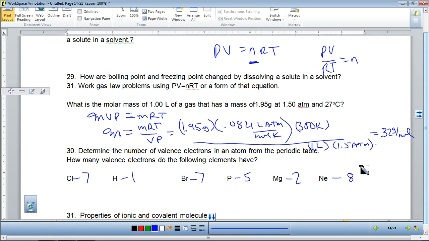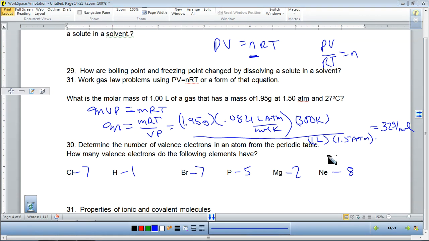8. So family number in Roman numerals, or if it's the Arabic numeral, subtract 10 once you get beyond column 10. So 7, 1, 7, 5, 2, 8. Pretty easy. I give you 4 numbers there. Pick one of the 4. Unless there's 5 choices, which I couldn't tell you on that if there would be or not.